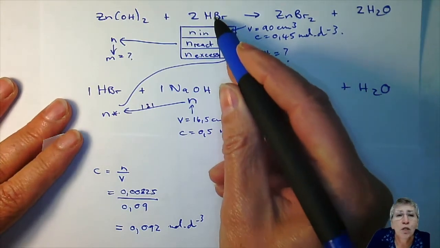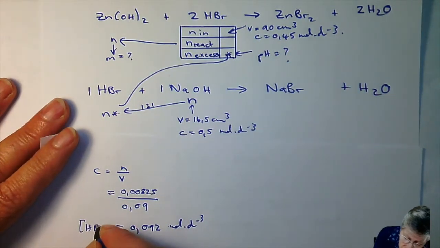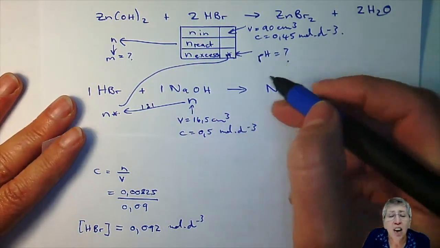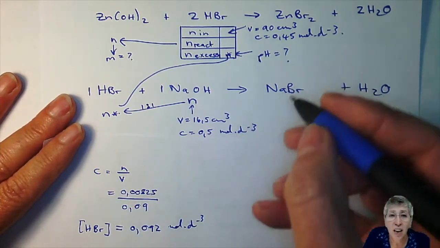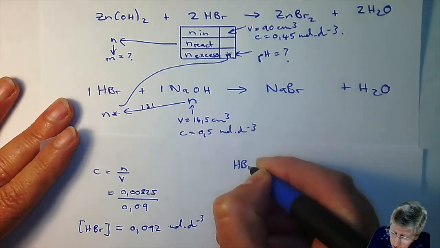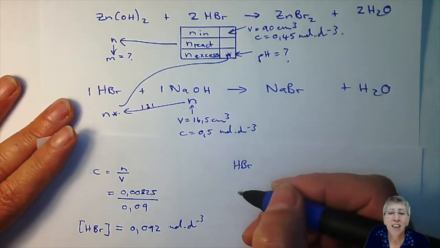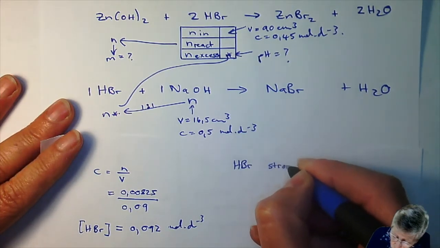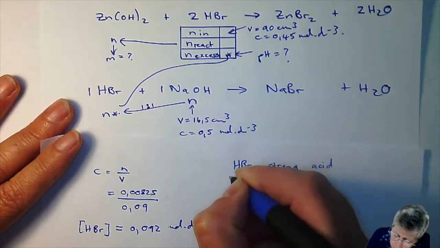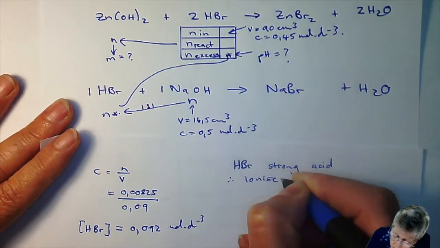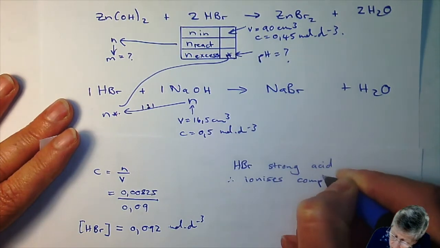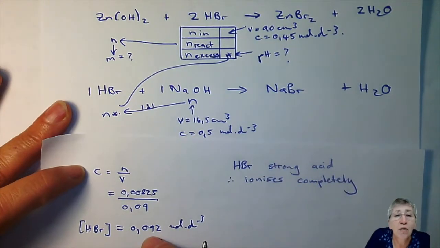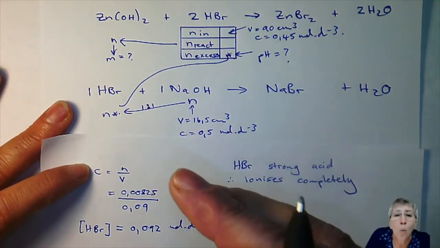Now, I work with the moles of HBr, so what I actually get here is the concentration of HBr. But to go to pH, I need to go from the acid to the hydronium ion. And first off, I will say HBr. What do I know about HBr? Well, they were very nice with us that in the very first question, they showed us that HBr is a strong acid. And that immediately tells me it will ionize completely. Right, it ionizes completely.